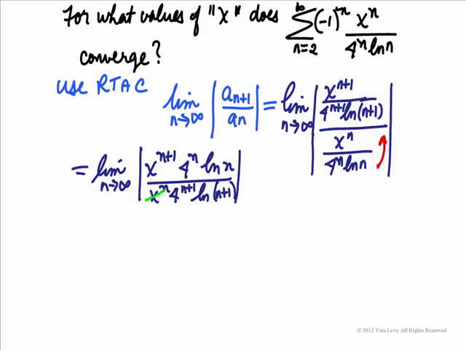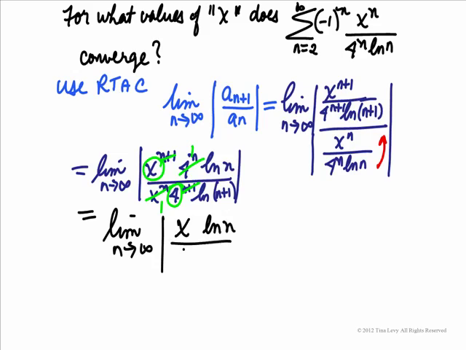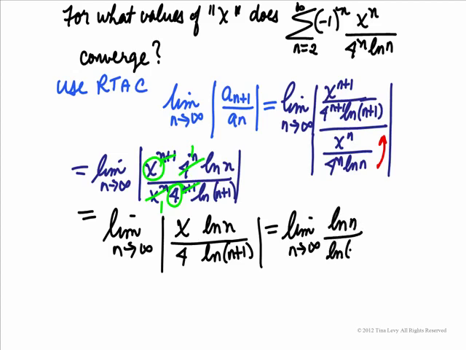We can actually cancel. This becomes an x, the 4^n with the 4, and there's nothing I can do with log n over log(n+1). So this is the limit as n approaches infinity of the absolute value of x times log n over 4 times log(n+1). So now log n and log(n+1) are positive, so I can write this as the limit as n approaches infinity of log n over log(n+1) times the absolute value of x over 4.